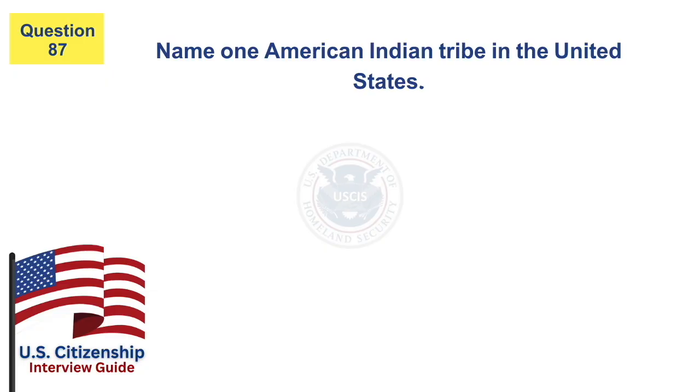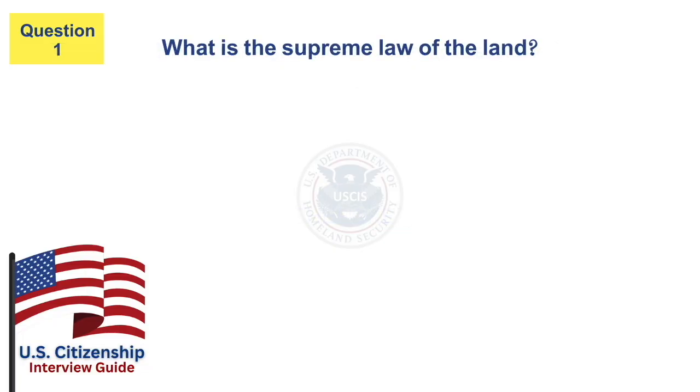Name one American Indian tribe in the United States. Cherokee. What is the supreme law of the land? The Constitution.